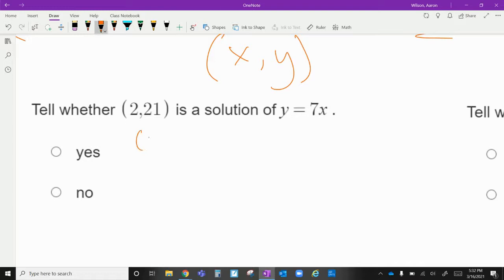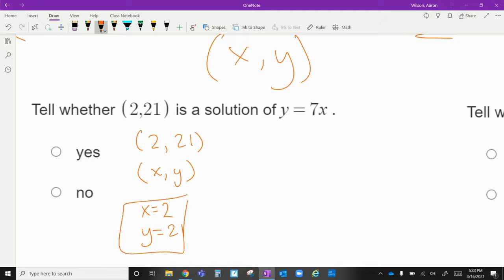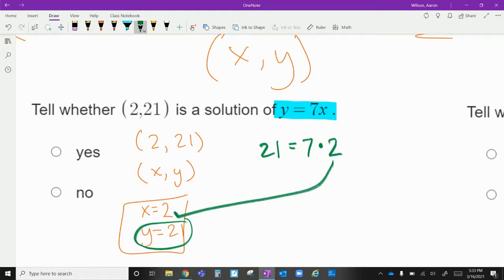Well, keep in mind 2 comma 21 is an ordered pair. An ordered pair is always given as x comma y. So this means that our x value has to be 2, and we're saying our y value has to be 21. So I'm going to take these values and simply plug them in to the equation that I highlighted in blue that involves two variables. So I'm going to take out the y, and in place I'm going to put a 21. And then for 7x, keep in mind, means 7 times x. Well, x happens to be 2, as you can see right there.